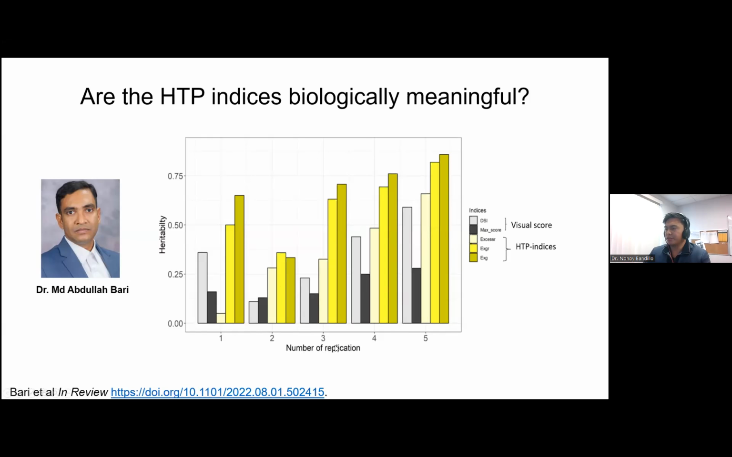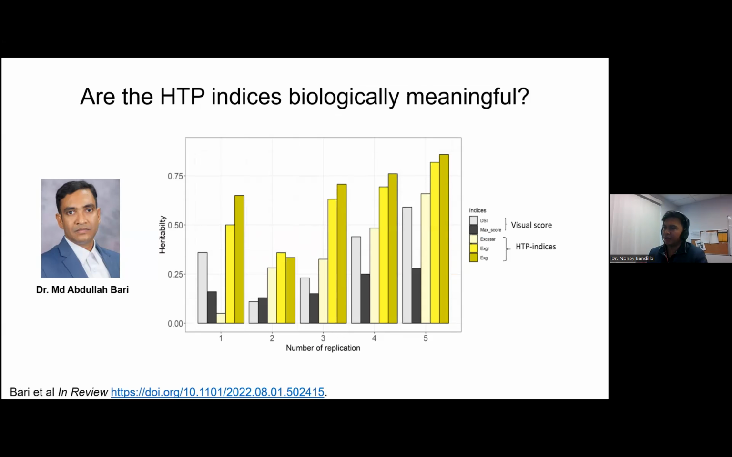And then the number of replications here, so you can see that whatever number of replications you look at, the EXG and EXGR indices always have higher heritability. And when you talk about resource allocation, effective allocation of resources in the program, how many replications do you need? It seems to me that you need more, I would say twofold, for visual scoring just to match the heritable variation captured by HTP indices. That's the message I'd like to convey here.